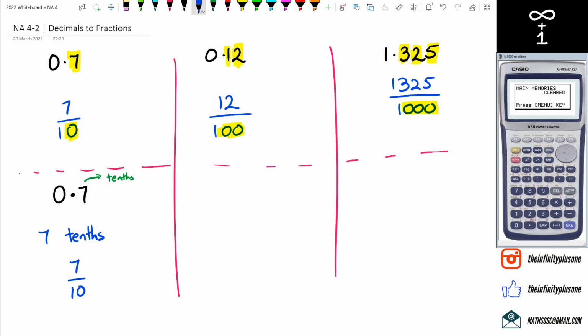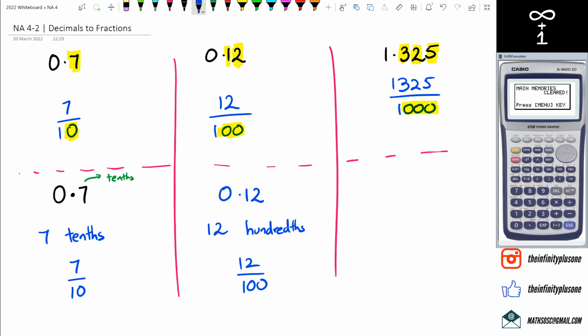All right, likewise, if we have a look at the 12, 0.12, it's in the hundredths, so we could write down that there are 12 hundredths, which means we're going to get 12 over 100.